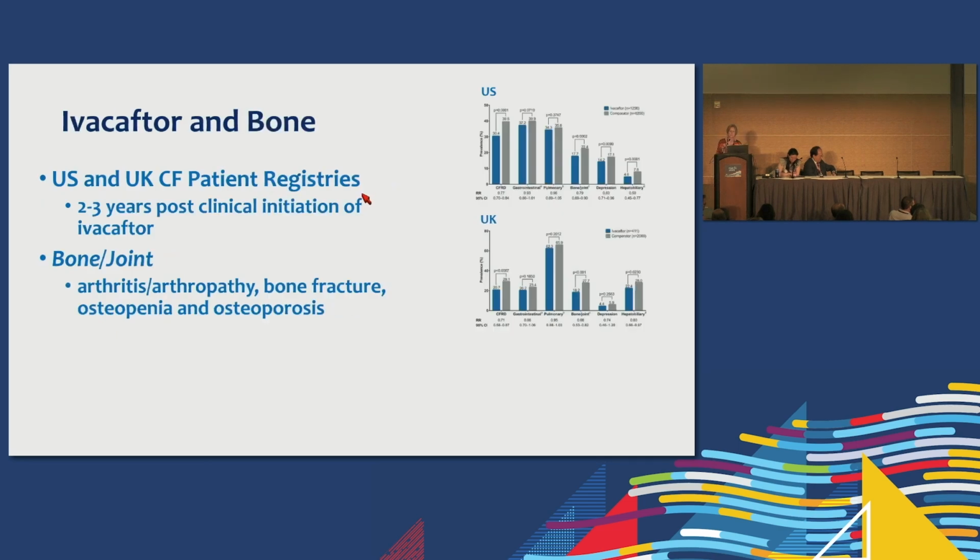This is registry data from the US and UK. And they looked at reports of arthritis, arthropathy, bone and fracture, osteopenia, and osteoporosis in the 2 to 3 years following initiation of ivacaftor. And my colleague, Dr. Williams, has already noted to you that there are some problems with registry data when it comes to DEXA, but that we should be unbiased and should affect both our ivacaftor and our ivacaftor naive patients.